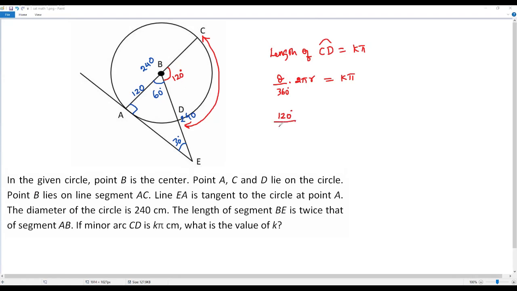Let me plug in 120 divided by 360 degrees times 2 pi times r, where r represents the radius of the circle. Already we have the radius of the circle, that is 120. We can plug in this 120 for r, equals K pi. Now we have to solve for K in this equation. 120 goes into 120 1 time and 120 goes into 360 3 times. Here 3 goes into 3 1 time and 3 goes into 12 4 times, and we can take this 0 over here. Now when I multiply 2 pi and 40, I get 80 pi on the left side. On the right side, we have K pi. Now let me divide both sides of this equation by pi. Then the pi will cancel out, and we get 80 equals K. Here I got the value of K. It is 80.